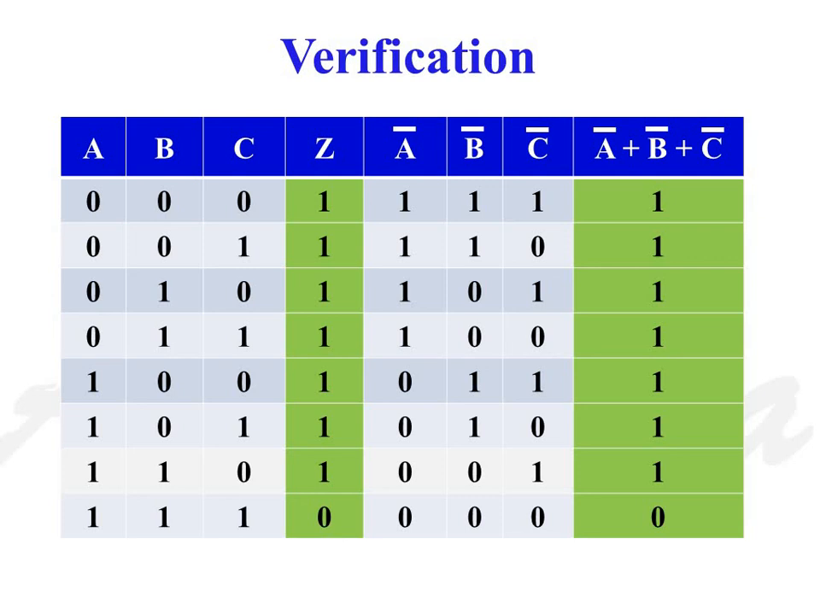For input combination A is equal to 1, B is equal to 1 and C is equal to 1, A bar is equal to B bar is equal to C bar is equal to 0. Therefore, A bar plus B bar plus C bar is equal to 0. So Z is equal to 0. So for all the input combinations, we can verify that Z is equal to A bar plus B bar plus C bar.